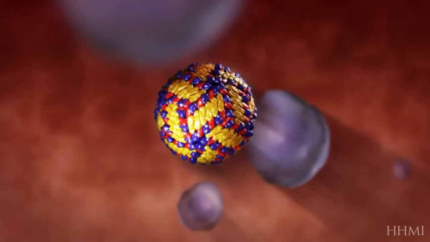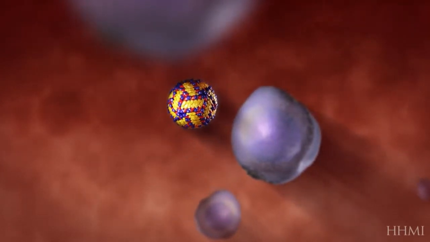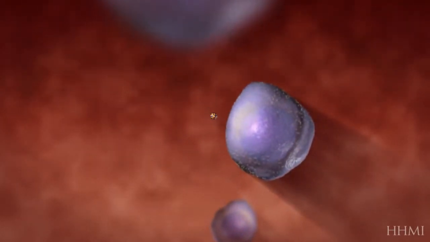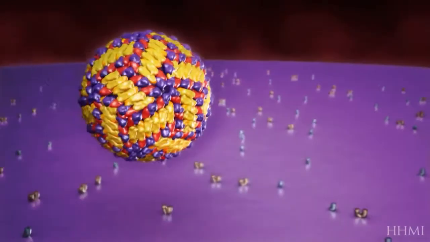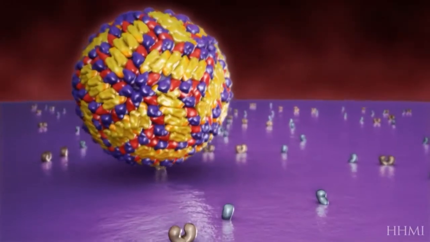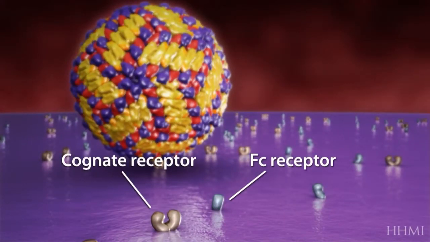Immune cells are targeted by the dengue virus. There are two cell surface receptor molecules important in dengue infection. The cognate receptor is involved in normal infection, and the Fc receptor is involved in a phenomenon called antibody-dependent enhancement.